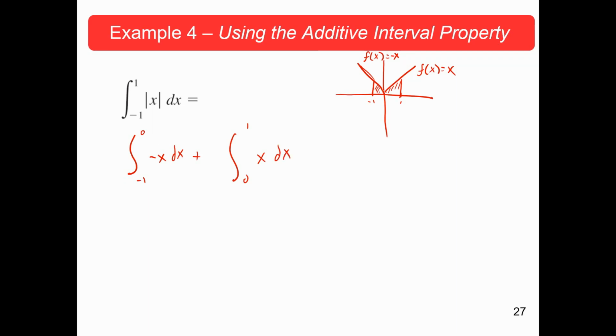So, this is just a triangle. It has base 1, height 1. So I know that the area of this is 1/2 times 1 times 1, plus the area of this one, that's also base 1, height 1, 1/2 times 1 times 1. So I get 1/2 plus 1/2, which equals 1.